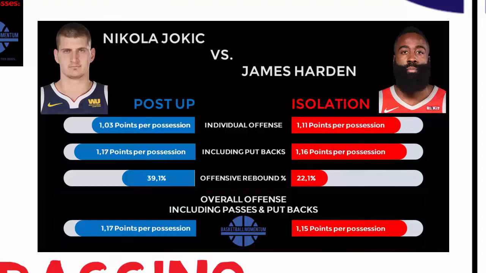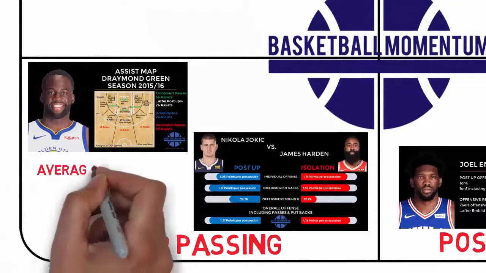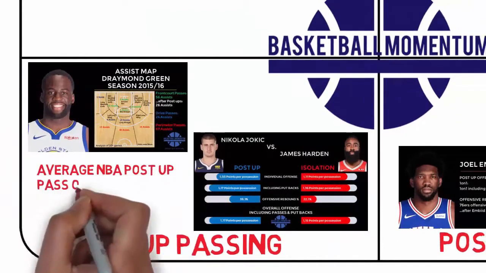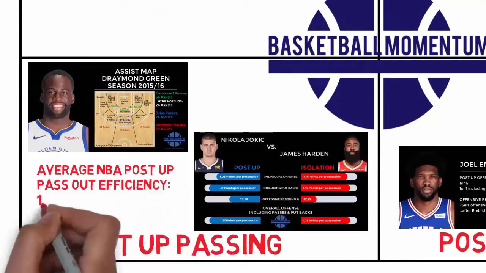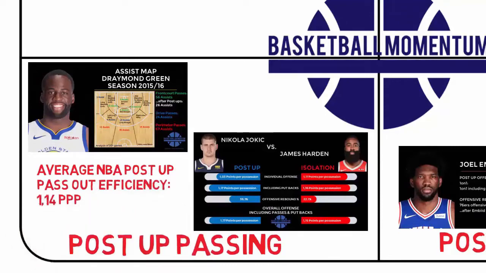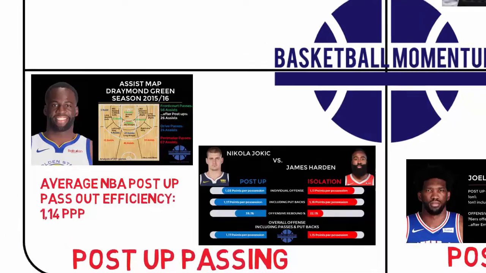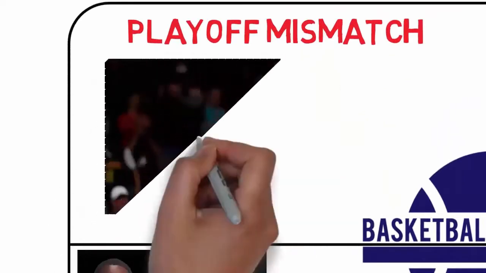So the post-up can be a good play if it's for the right guys. And why can the post-up be a good possession? Because the average NBA post-up pass-out efficiency is 1.14 points per possession, which is way above the average. Which leads me to my last point, the playoff mismatch.